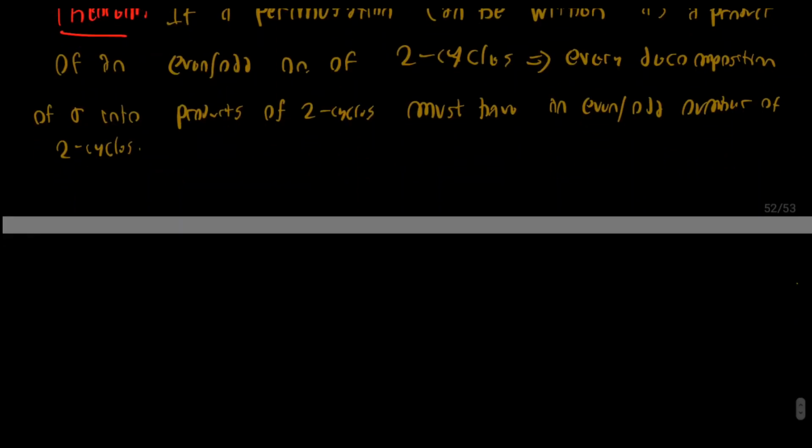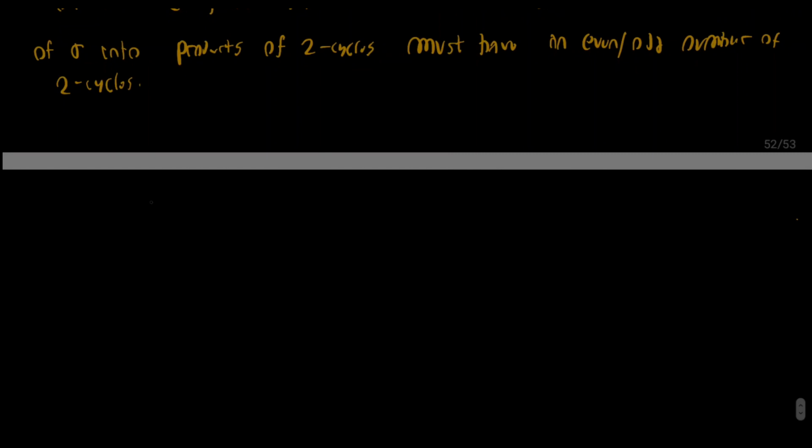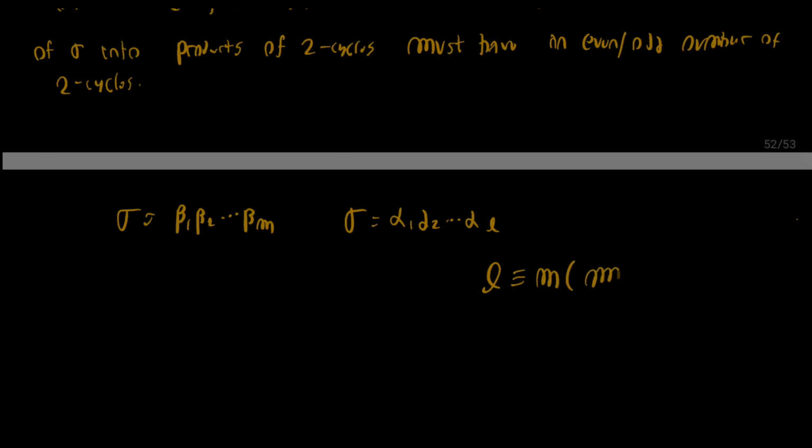Let's write it a little in terms of equations. If you have a sigma that can be written as beta 1, beta 2, up to beta m, and you can also write it as alpha 1, alpha 2, up to alpha L, then we must have that L is congruent to m mod 2. Because if both of them are even, they're both congruent to 0. If both of them are odd, they're both congruent to 1.